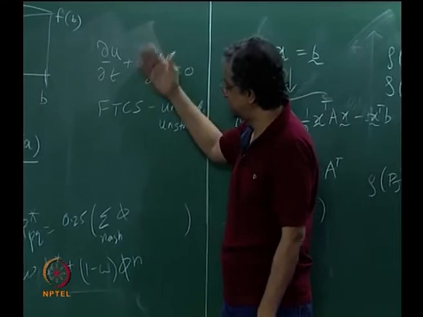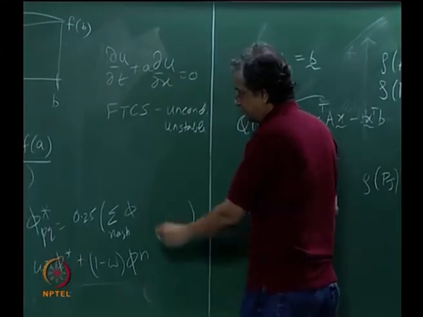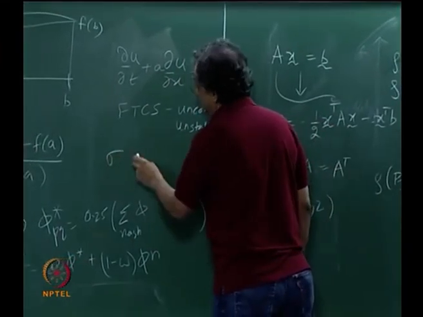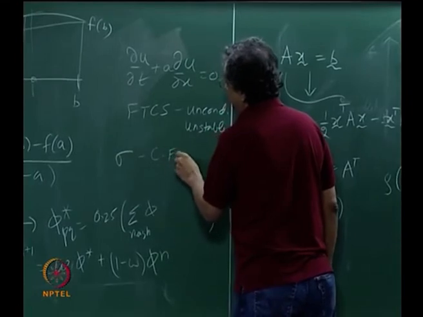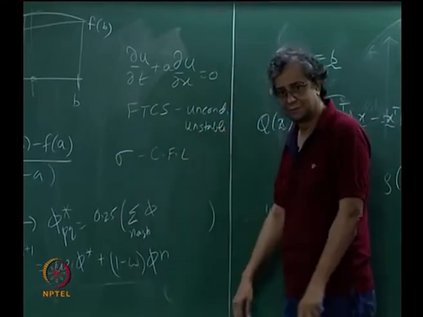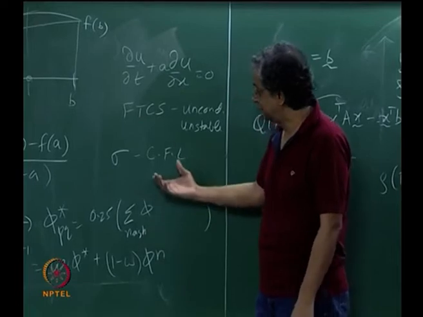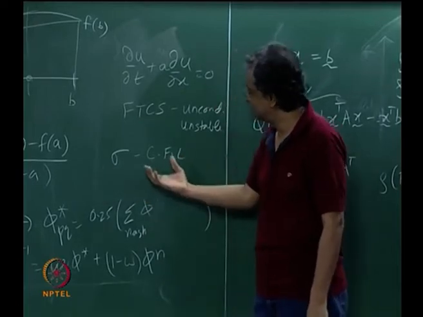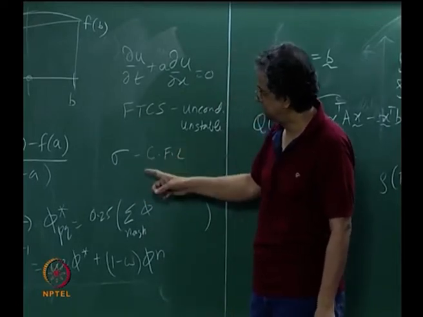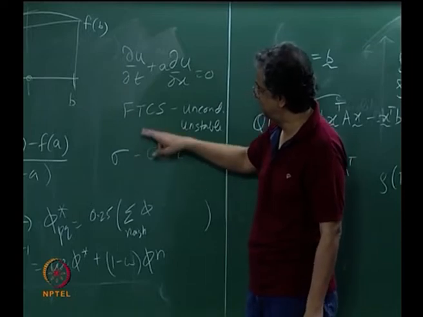And in all of this discretization, of course, we came up with a parameter which we called sigma, which was the Courant-Friedrichs-Lewy number, okay, and this number turned out to be pretty critical, right. So anyway, maybe I am getting a little ahead of myself here.